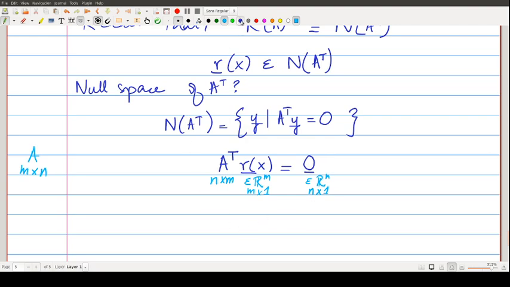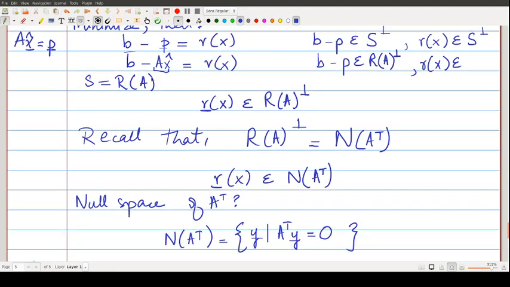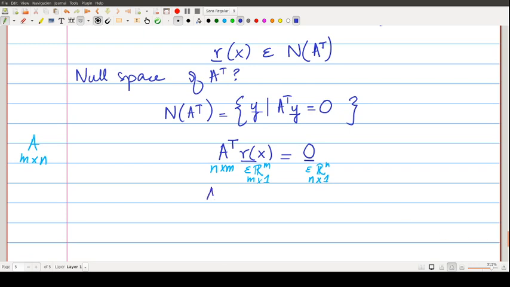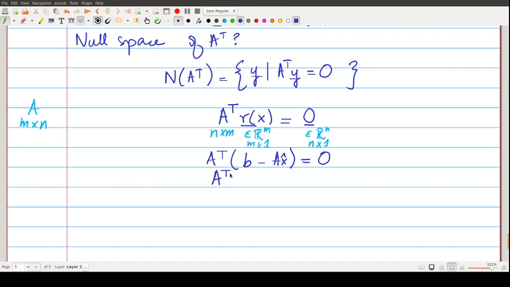Okay. And so, what is Rx? Rx I already know. It's B minus Ax hat. So let's substitute that equation. A transpose times (B minus Ax hat) has to be 0. And so let's just rewrite this equation. A transpose B minus A transpose A x hat is equal to 0. So what I'm looking for is to solve the system A transpose A x hat equals A transpose B.